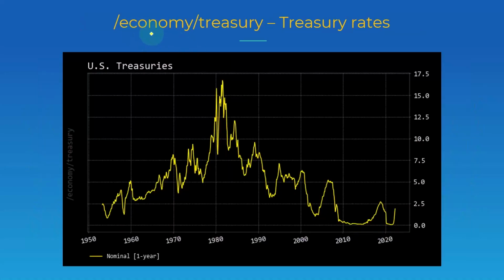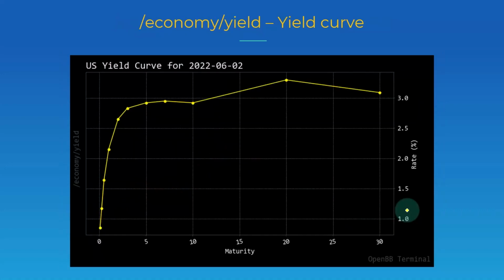Here, I've gone into economy and then treasury, and I can now see the historical level of the treasury rates. You can see we got down to pretty much 0, and now it's starting to climb back up. Yield curves. These are essentially bonds at different maturities and what the interest rate level is for that particular maturity.